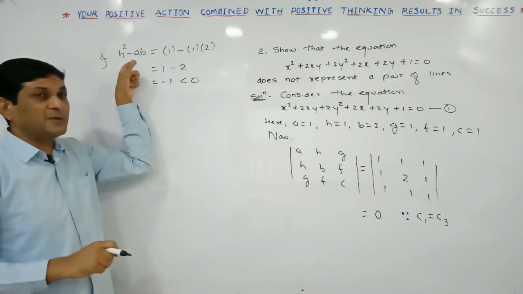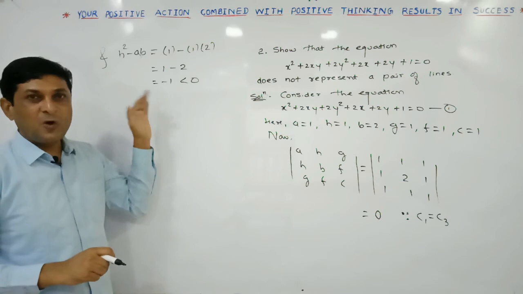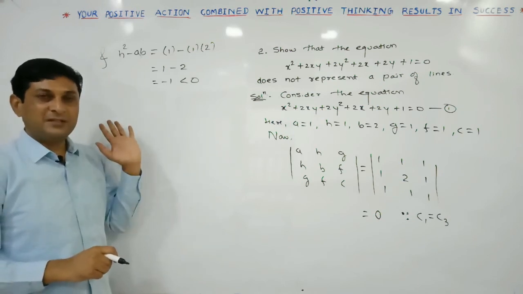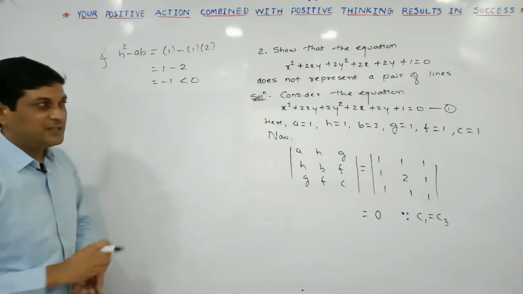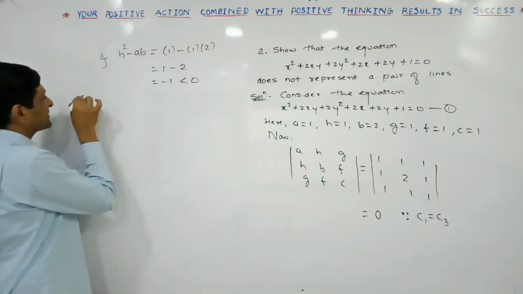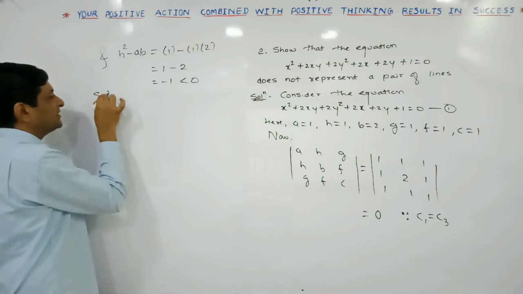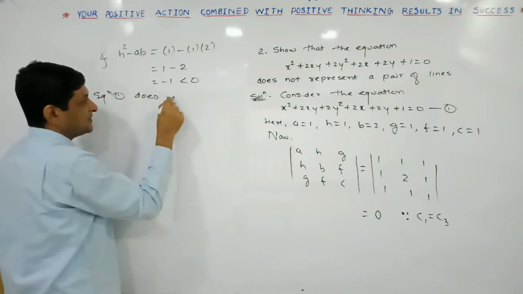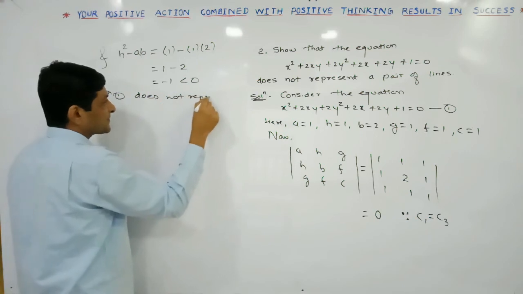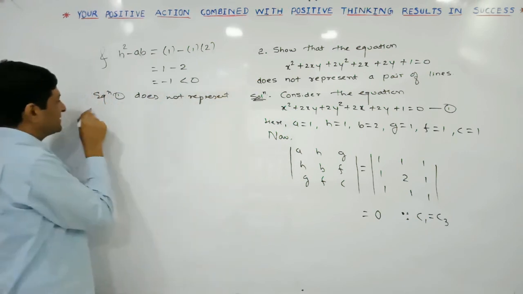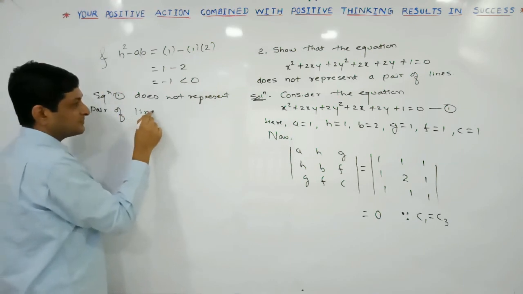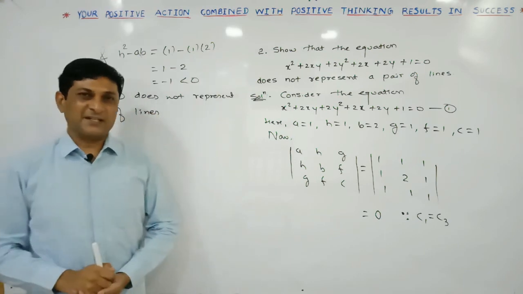What should our second value be? Either positive or 0, means either 0 or greater than 0. But this condition is not satisfied here. That's why we can say that, therefore, equation 1 does not represent a pair of lines. So I hope this method is clear to you.